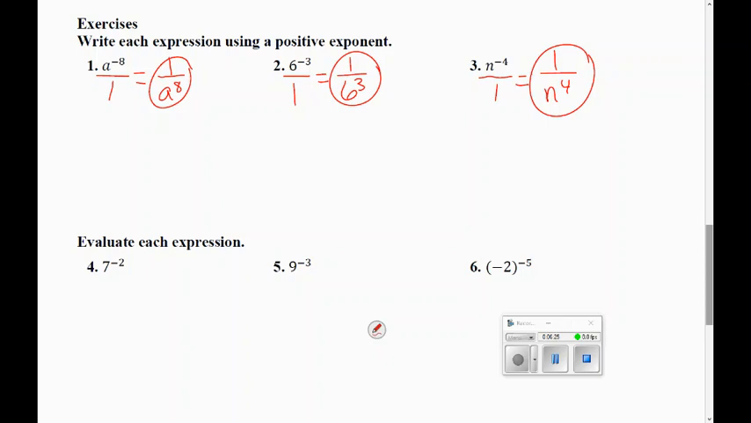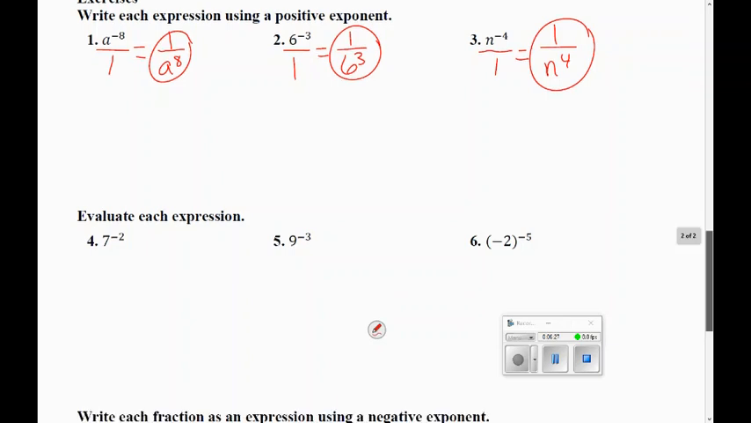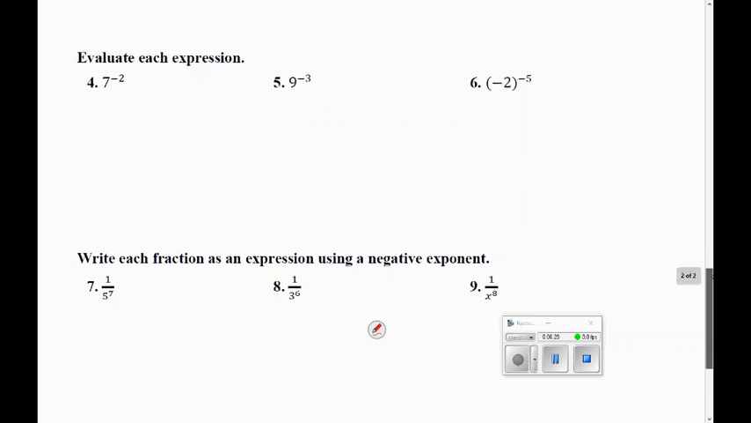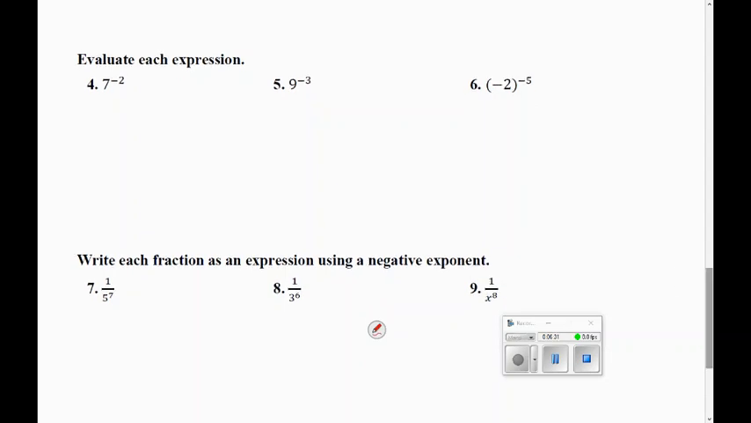All right, our next set of problems, again, goes to evaluate, which, as a reminder, means to solve it out, so to take it one more step than what we were just doing. So put a 1 on the bottom so that we can get rid of the negative exponent. And then we're going to go one more step, which is to solve 7 squared, which makes 49 on the bottom.